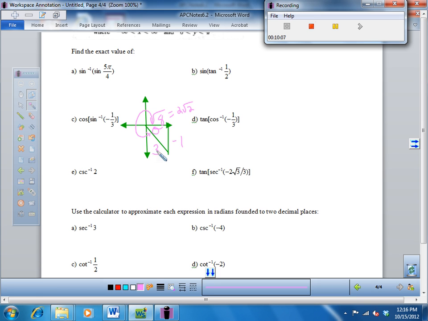Adjacent over hypotenuse, right, which is 2 root 2 over 3. See? Now, let's try this next one.